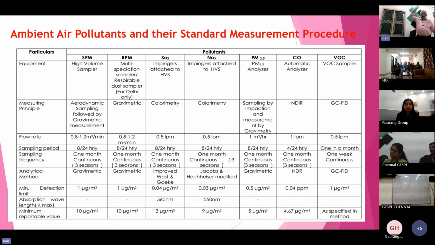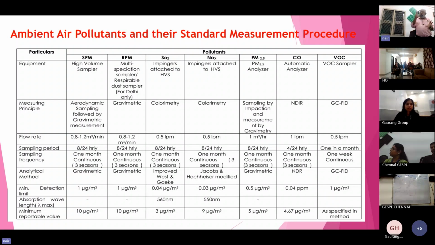In 1984-85 it was acceptable combined, but now it is not acceptable because the flow rate for SPM, PM 2.5 and PM 10 is different, 0.8 to 1.2. And for SO2 and NOx, it is 0.5 LPM. So you have to note down the flow rate and adjust the LPM.